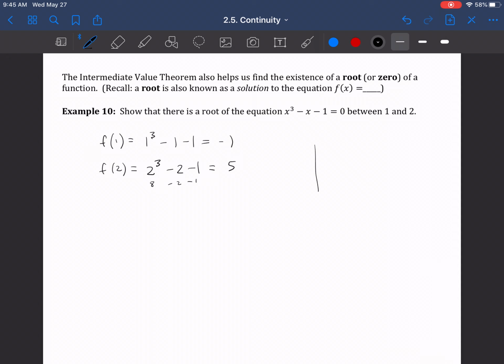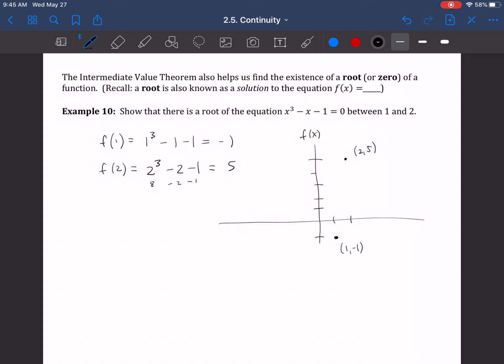And so if we look at this function, just a quick little sketch of it here, this is f of x. We have to go from negative 1 at 1, so this point, and then 1, 2, 3, 4, 5 at 2. So we're at the point 2, 5 here, and the point 1, negative 1 here.